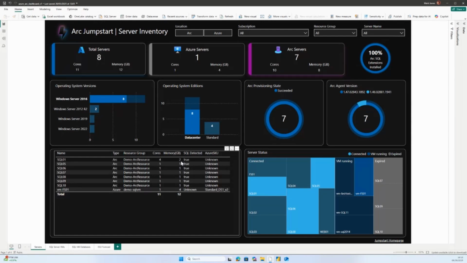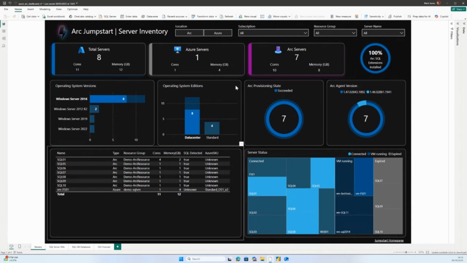Look, I've got 2016, I've got 8 servers, 1 in Azure, 7 are connected, and I can see all of the core counts and the memory attributed to each one of those as well. There's a bunch of other metrics on here that help in terms of managing your Arc estate as well. You can see your provisioning state, your agent versions, and the current server status, whether they're connected, running, or disconnected.